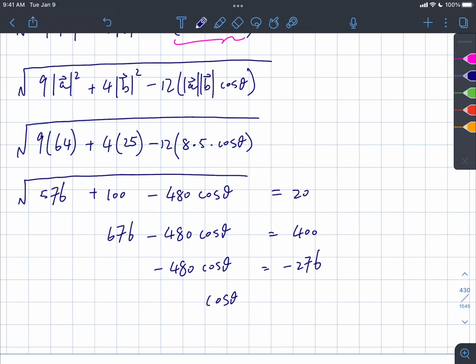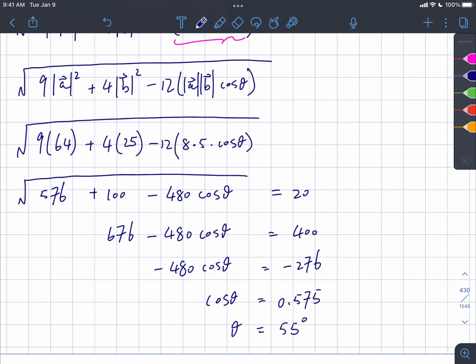So cosine theta is equal to, if you use a calculator to calculate, let's punch it in. Hold on. Okay. That's 0.575. So therefore, theta is equal to, let's just use our calculator again. That's about 55 degrees. Okay. All right. So we figured out the angle.